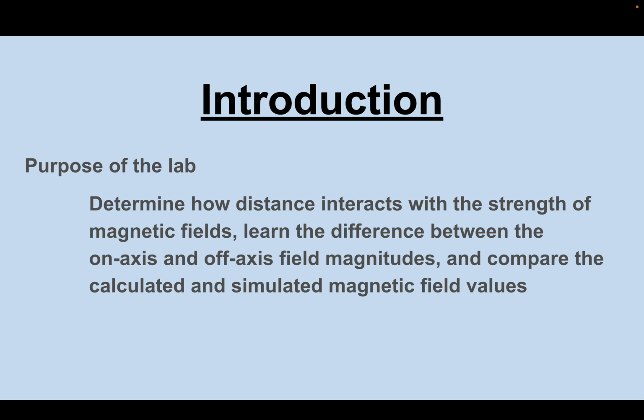Let's start with the introduction. The purpose of the lab can be categorized by three different purposes. The first was to determine how distance interacts with the strength of magnetic fields. The second was learning the difference between the on-axis and off-axis field magnitudes. And the third is to compare the magnetic field values calculated via our experiment and simulated via GlowScript.